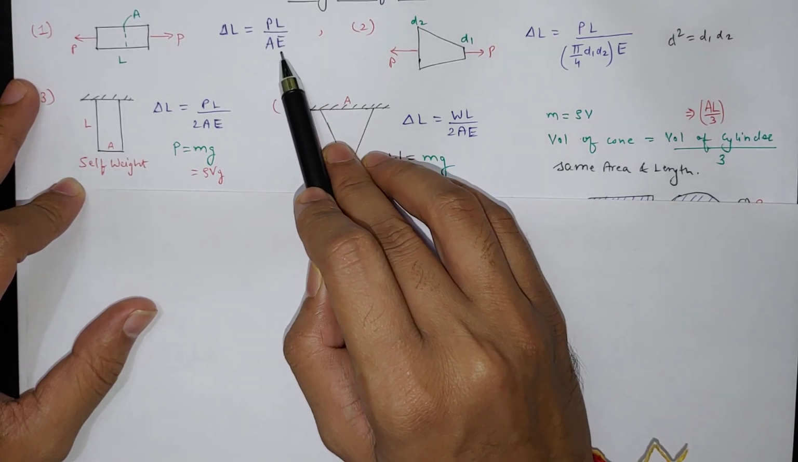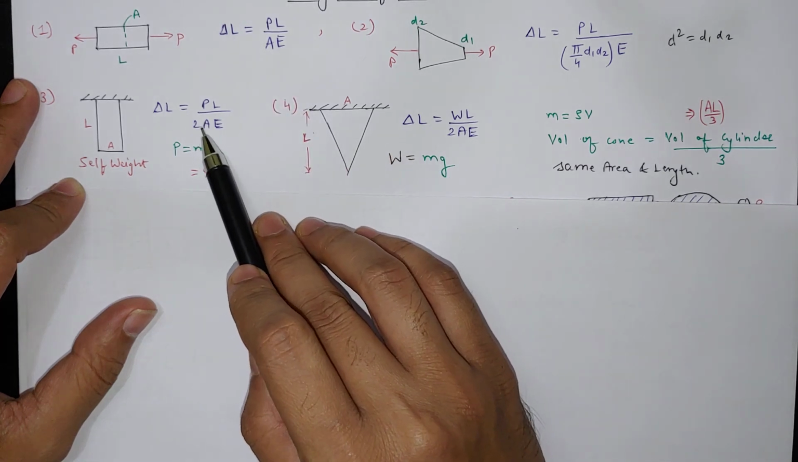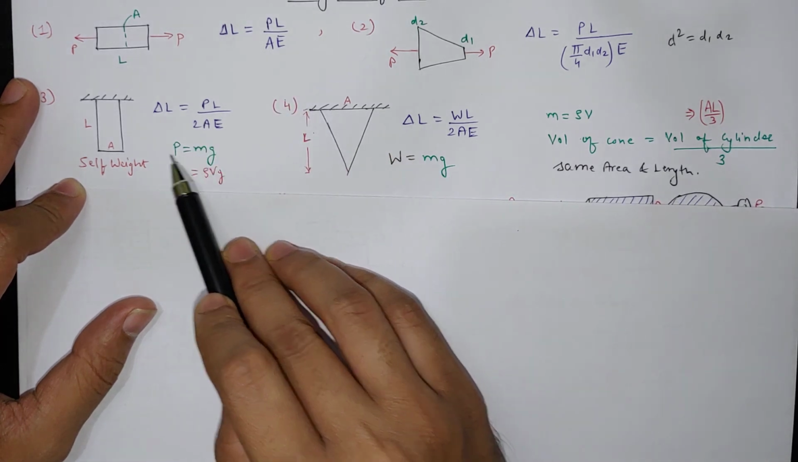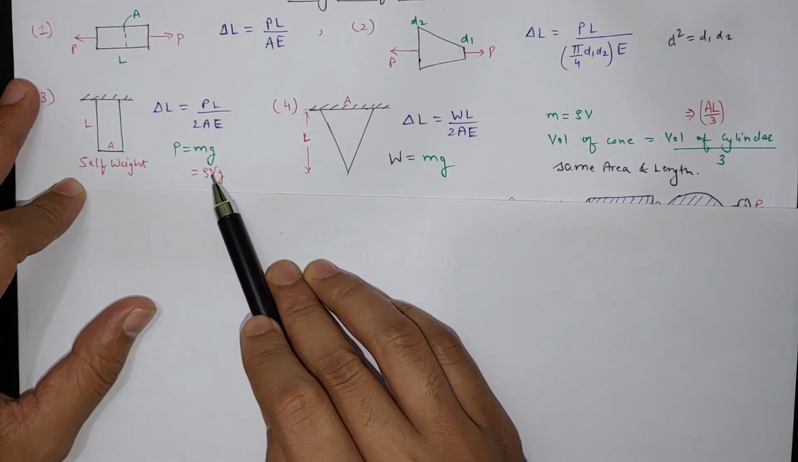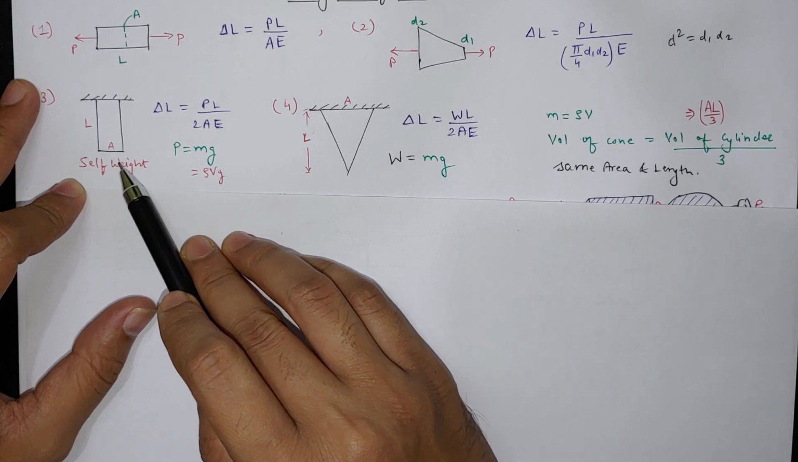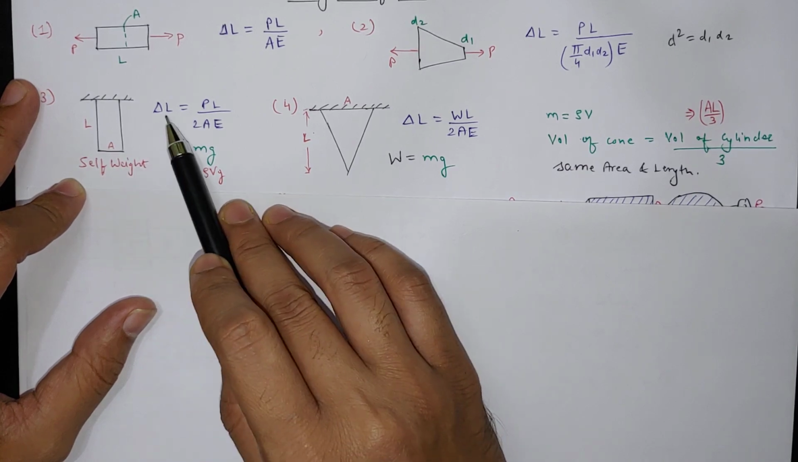So PL by AE divided by 2, so it will be half, but here P will be the weight of this bar, which is equal to mg, and m is equal to rho V, into g, and volume will be equal to area into length. So this is how the self weight case works.